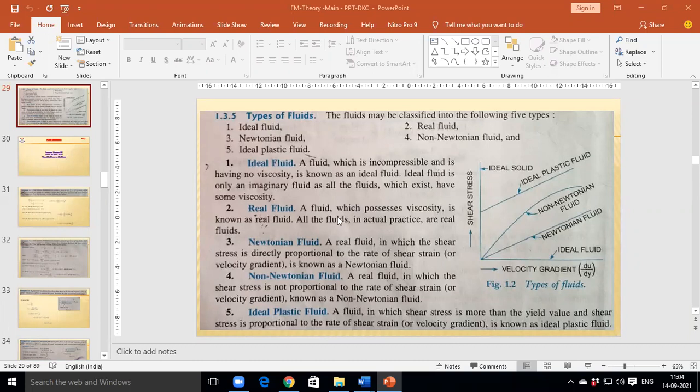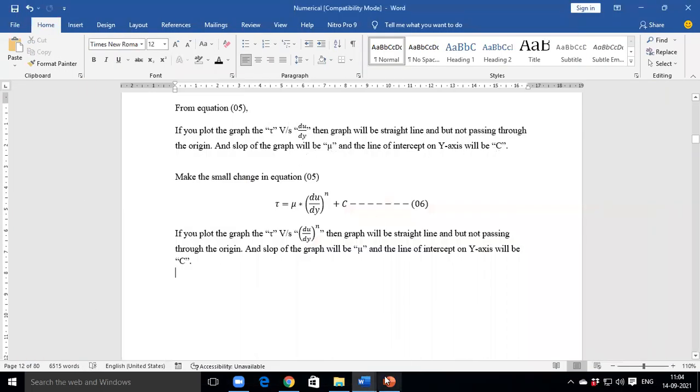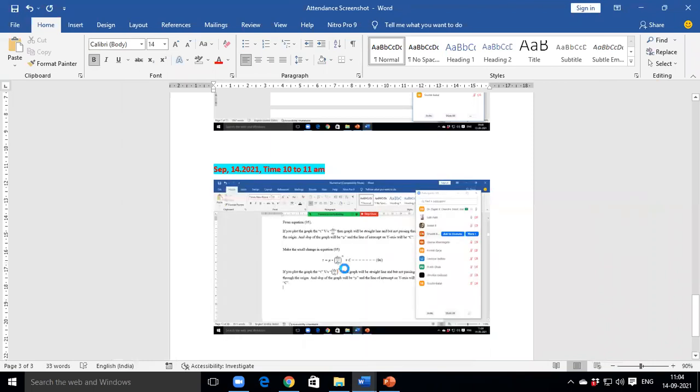The fluid which possesses viscosity is known as a real fluid. All fluids available in nature are called real fluids. So these are the various types of fluid. How many types of fluid? Five types. Just tell me the names of the five types of fluid.